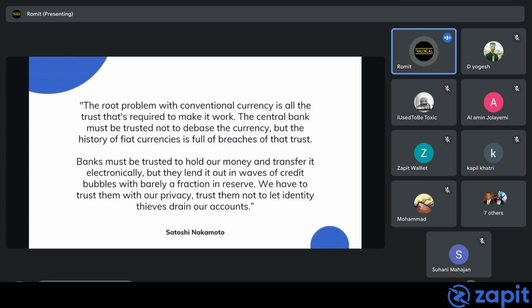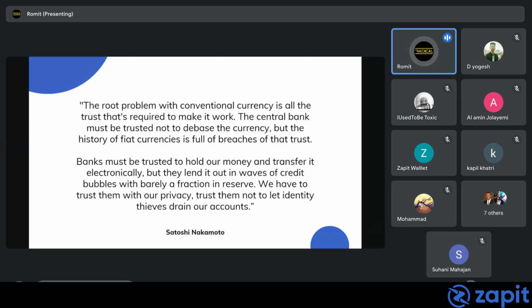And I'll actually end with a quote by the creator of Bitcoin or the blockchain technology itself. He said that the root problem with conventional currency is all the trust that's required to make it work. The central bank must be trusted not to debase the currency, which is basically inflation. But the history of fiat currencies is full of breaches of that trust. Banks must be trusted to hold our money and transfer it electronically, but they lend it out in waves of credit bubbles, which is basically loans, with barely a fraction in reserve.